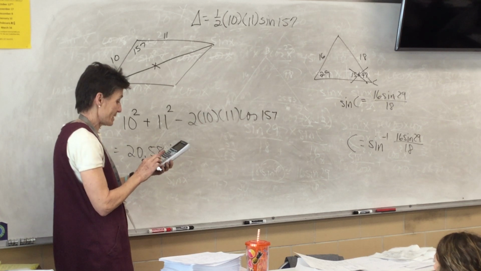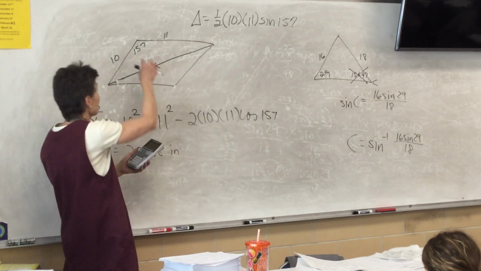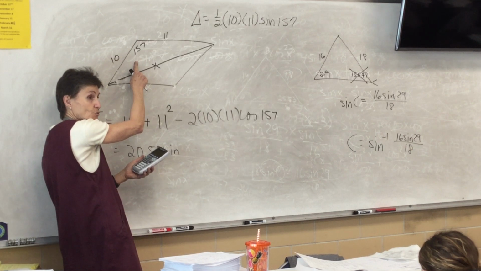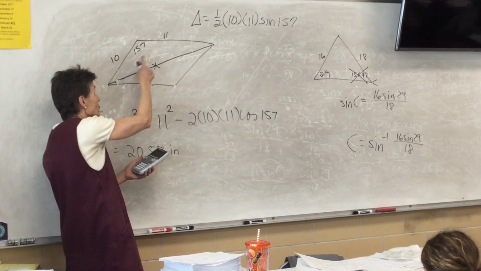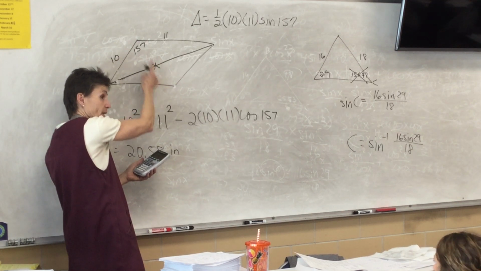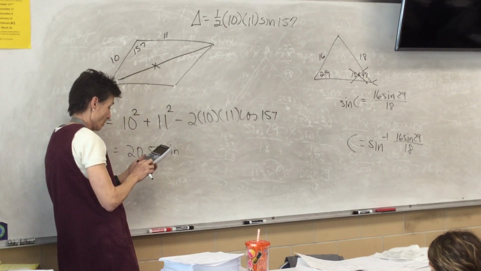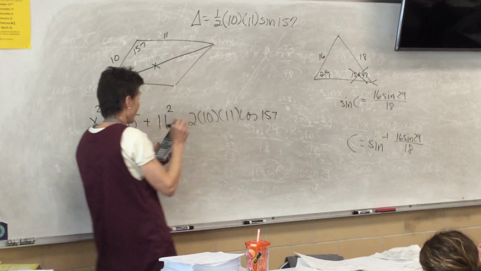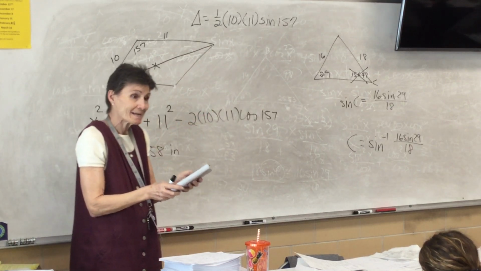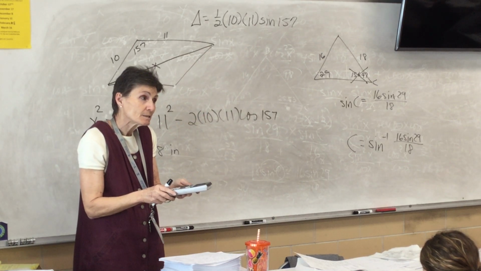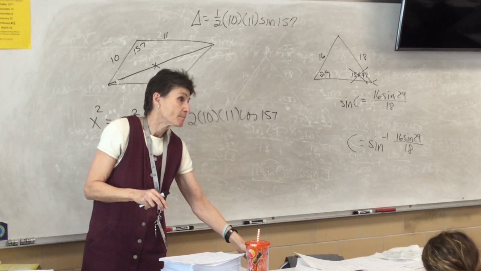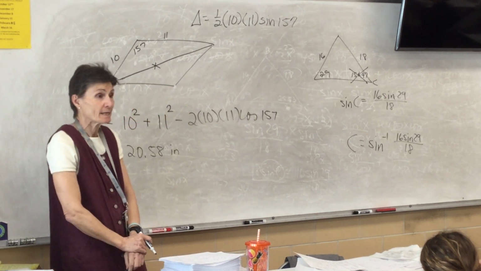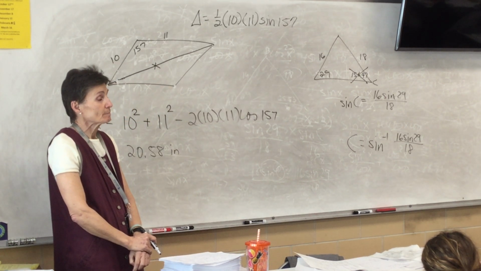No, because that is just the area of the triangle. So how will I get the area of the whole parallelogram? Multiply it by 2. So for area, I got 42.98 square inches. 42.98 square inches.